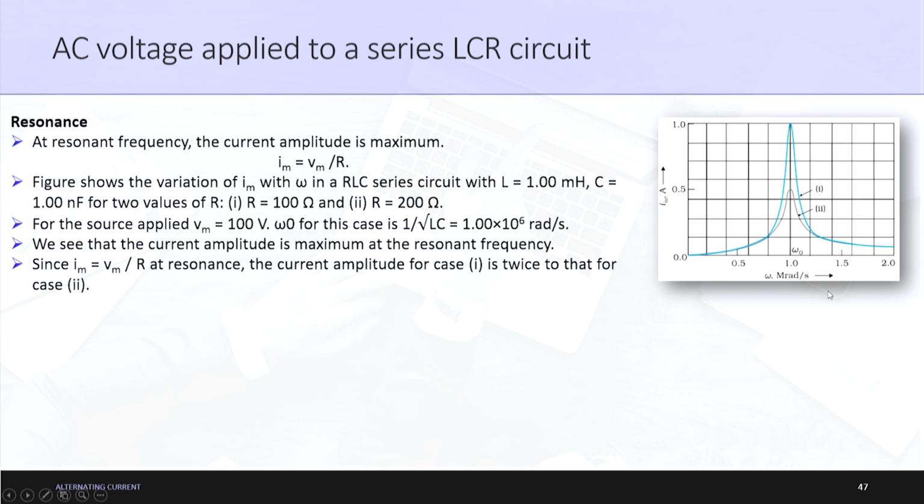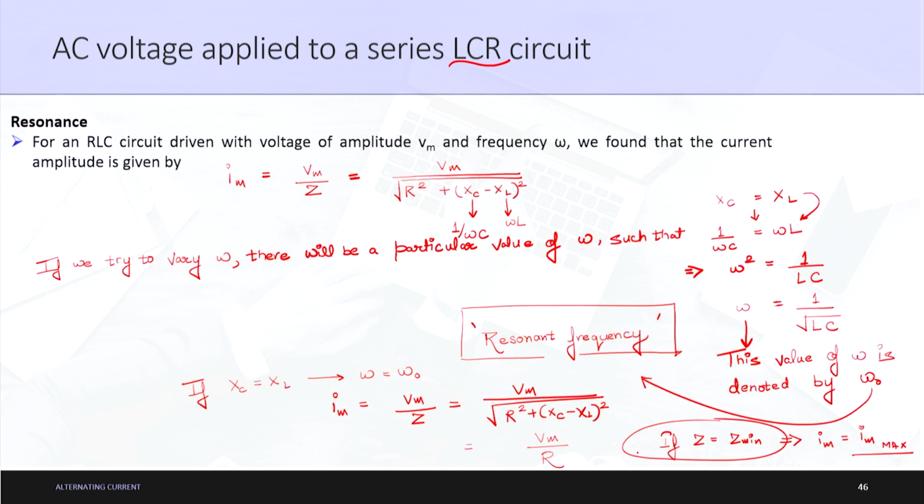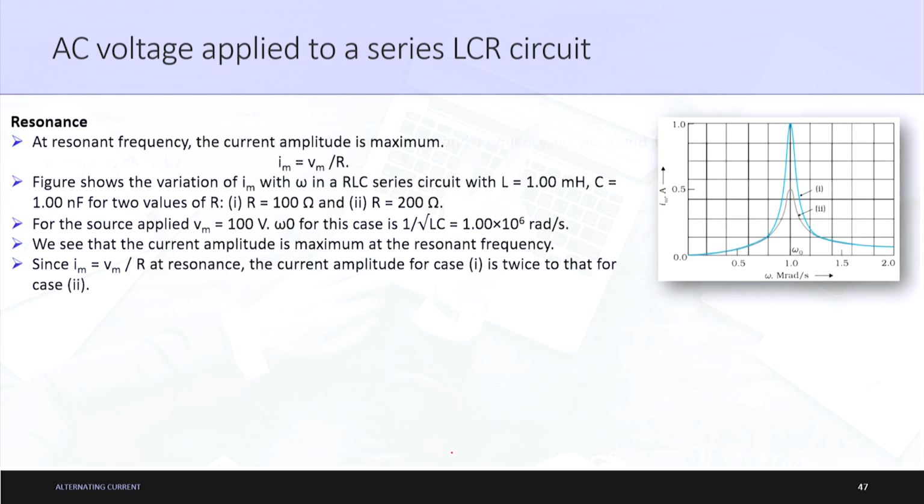Now, let us try to understand more here. At resonant frequency, the current amplitude is maximum, that is Im is equal to Vm upon capital R. I just derived that Im is equal to Vm upon R. The figure shows a variation of Im with omega in an RLC circuit with L equal to 1 millihenry and C equal to 1 nanofarad for two values of R: first R equal to 100 ohms and second R equal to 200 ohms.